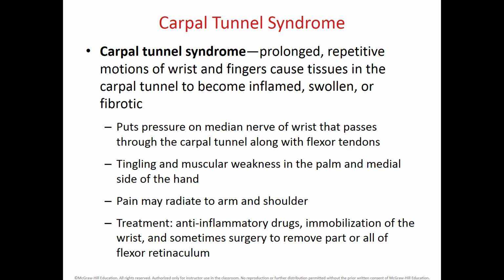And if you remember the median nerve, it is the nerve that innervates most of the muscles of the anterior compartment, so the pronator and the flexors, but except the flexor carpi ulnaris. So you will put this pressure then on the median nerve, and that will cause tingling and muscular weakness in the palm and the middle side of the hand. And the pain will sometimes be so intense and may radiate into the arm and the shoulder.